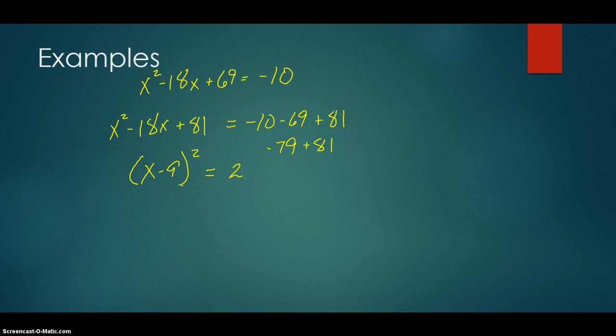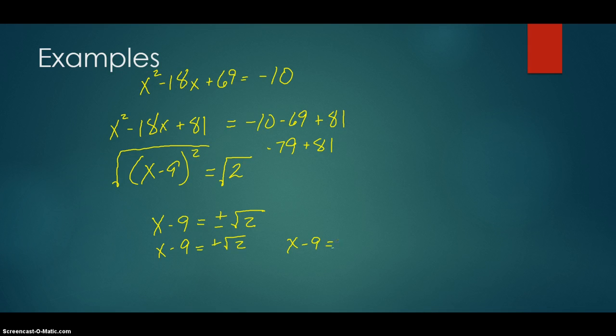Okay, so then we're going to take the square root of both sides. And this does indeed equal x minus 9, but there is no whole number answer to the square root of 2. It's an irrational number. And instead of finding a decimal, which we could with a calculator, we're actually going to leave it as an irrational number. We still have to separate this into our two equations, x minus 9 equals plus the square root of 2, and x minus 9 equals the negative square root of 2.